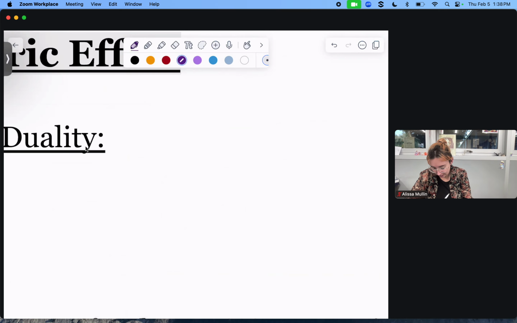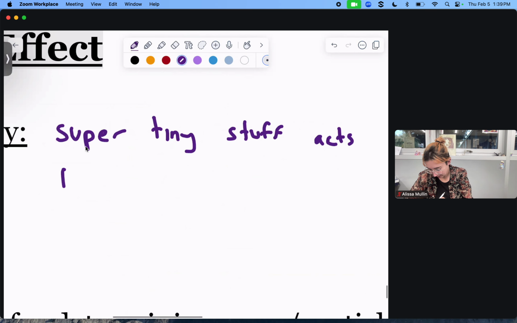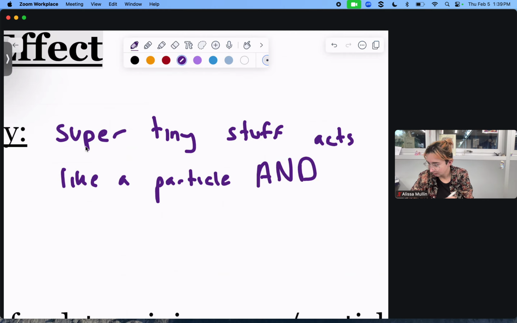We realize that when you have something so tiny as a photon, physics stops working. That's the whole field of quantum stuff. All that means is you're looking at such small stuff that it acts weird. Super tiny stuff acts like a particle or like a wave, depending on the context.